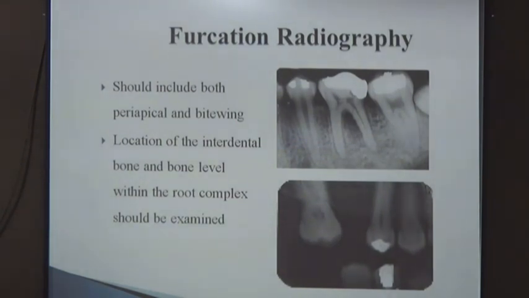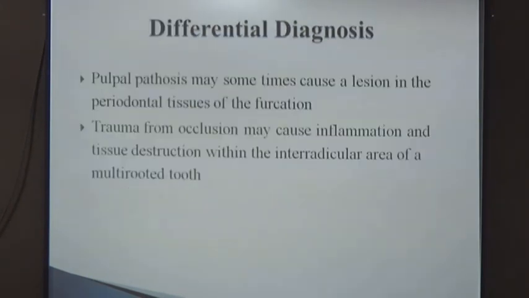Furcation radiography should include both periapical and bite wing. You remember both are important for furcation. Bite wing plus periapical. Location of the interdental bone and the bone level within the root complex should be examined. This is what you should mainly examine. This is the furcation entrance, this is the fornix, and in this place only you will get the disease. Differential diagnosis may be usually the furcation only because of the pulpal pathosis, which sometimes causes lesions in the periodontal tissues of the furcation, and trauma from occlusion.